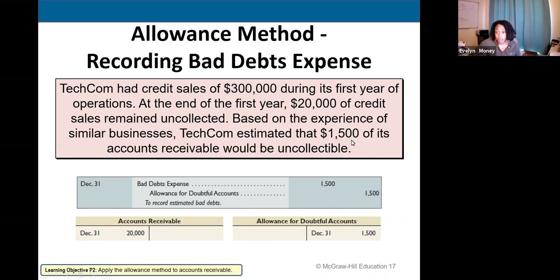We debit bad debt expense for the $1,500, and we credit our new account called allowance for doubtful accounts. Allowance for doubtful accounts is a contra asset account. And we've seen a couple of contra asset accounts. We saw one with accumulated depreciation. We saw one for the allowance for sales returns and allowances in the appendix to chapter 5. If you skip the appendix to chapter 5, don't worry about that. The point is that this account is linked with accounts receivable, but it has the opposite normal balance. It allows me to show accounts receivable at the amount that I can reasonably expect to collect.